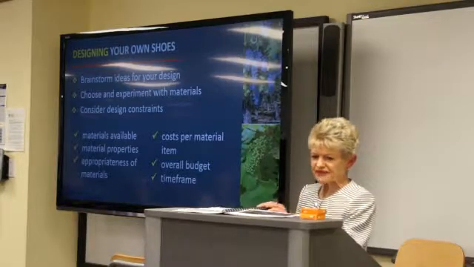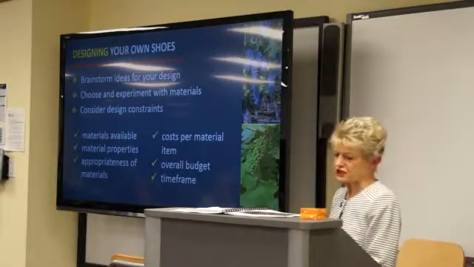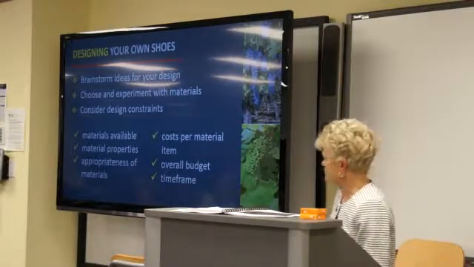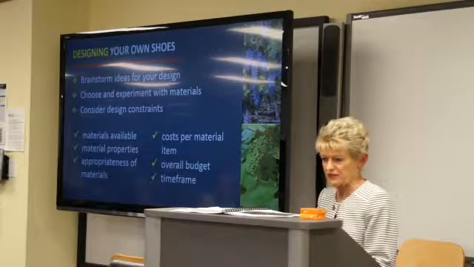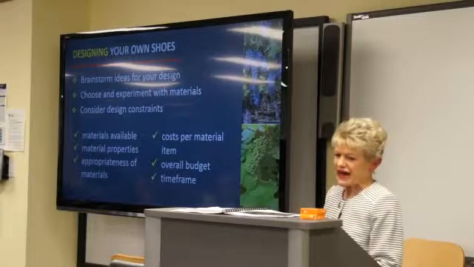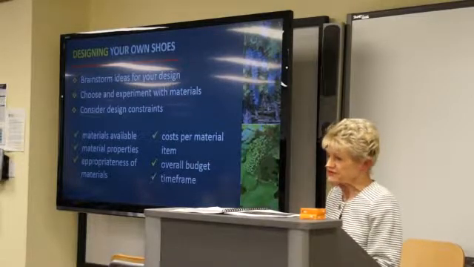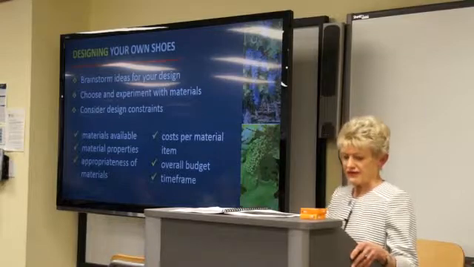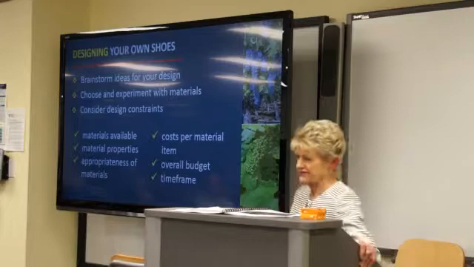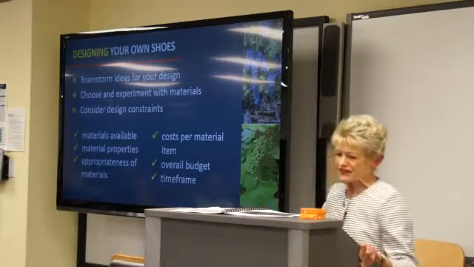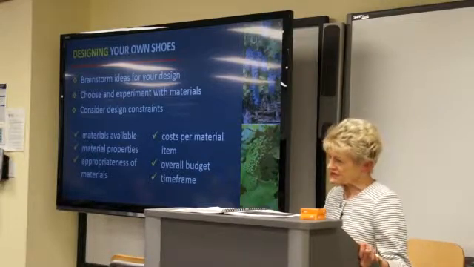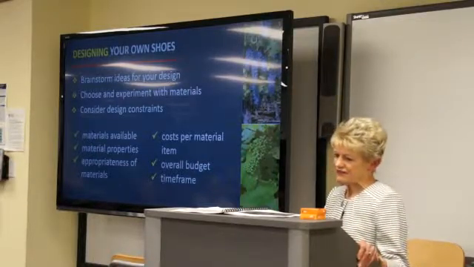And so they brainstormed their ideas, they chose and experimented with materials, and they looked at the design constraints. The design constraints included the materials available. We provided a range of materials, but there was a limit to what we could provide. Looking at the properties of materials, if you want to make shoes that are waterproof or whatever, they have to carefully select the material, and they could test it by going outside and putting it in water and all that sort of thing. Then the appropriateness of the materials for your shoes, and the costs, because we gave them a budget, and the time frame.